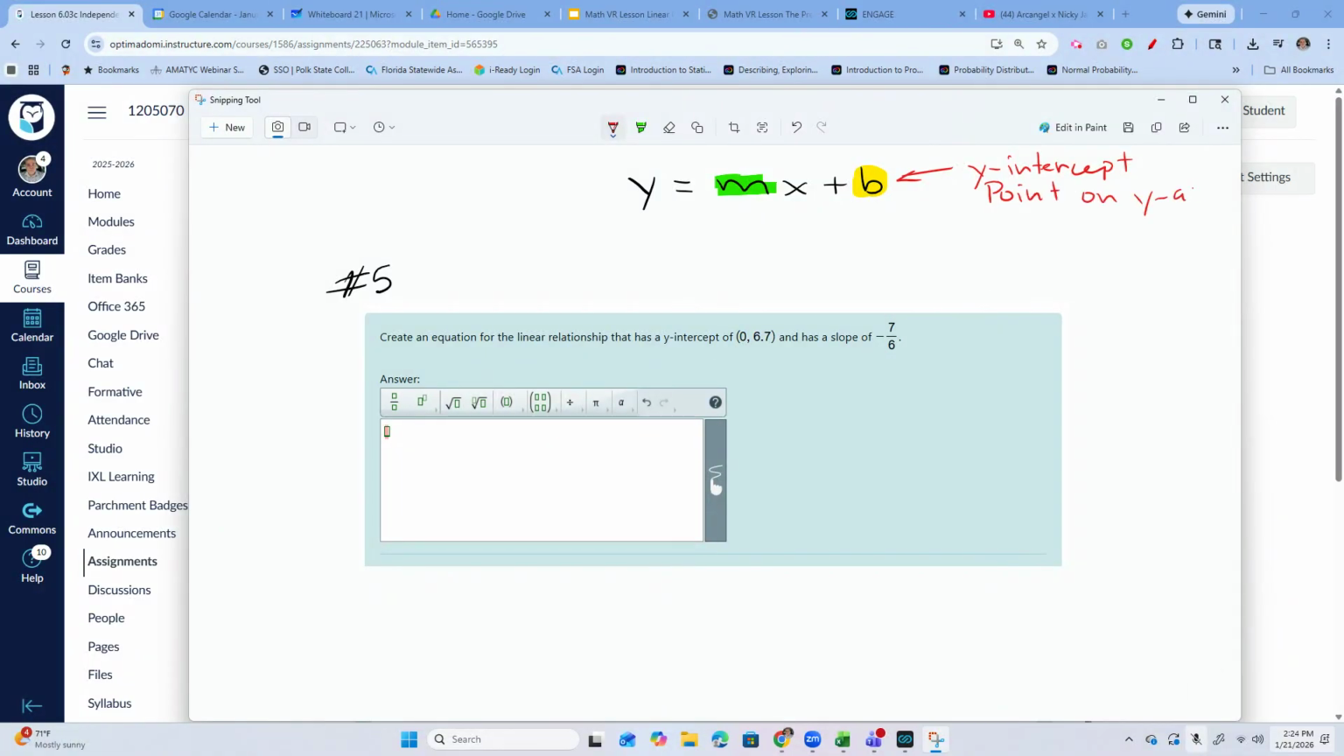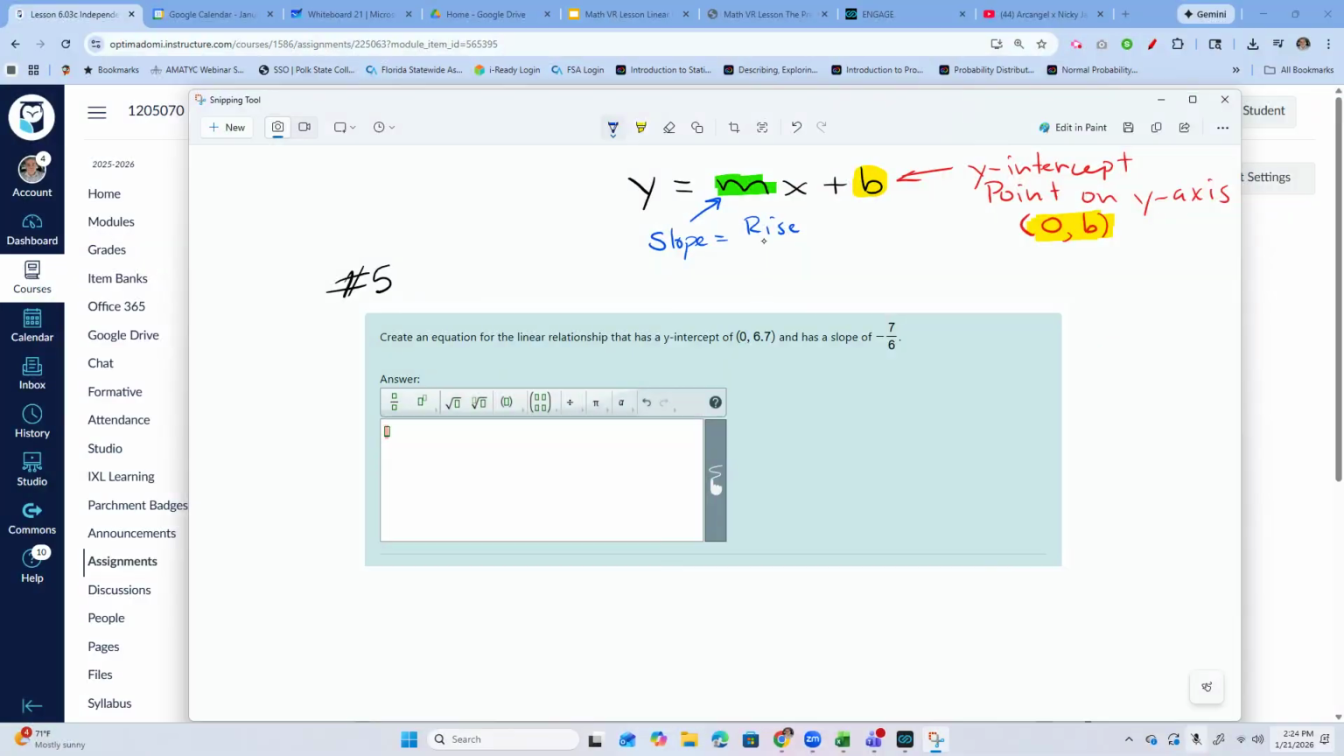Now, because we do not have a graph, how do we know when we're working with the y-intercept? They're gonna give us a point that looks like this, 0, comma b, okay? So every time you see a point like this that starts with 0, that's the y-intercept. And the number after the comma is gonna be your b. And the m is your slope. Remember, m means slope. Rise over run.